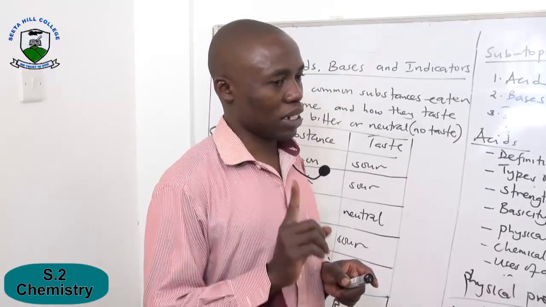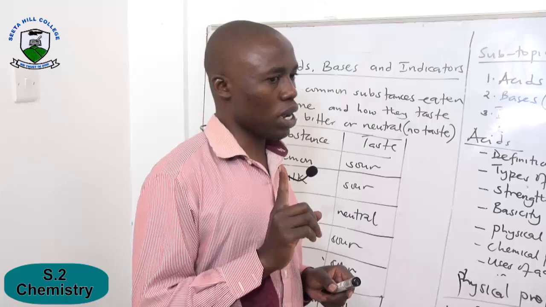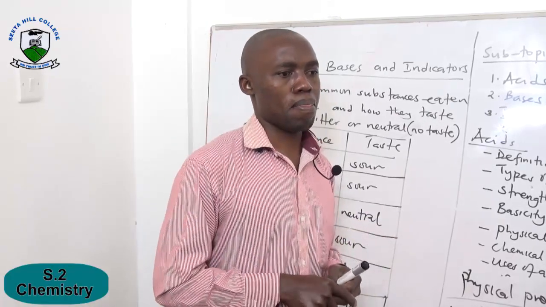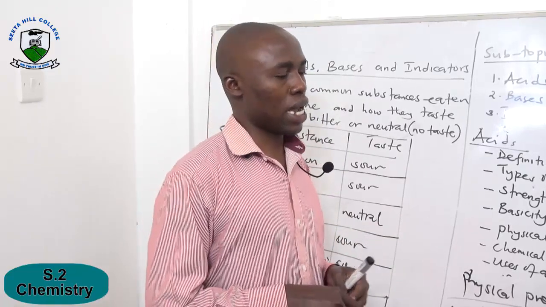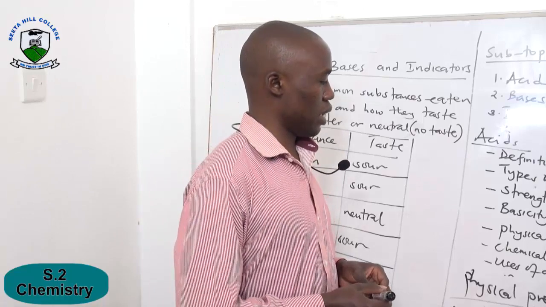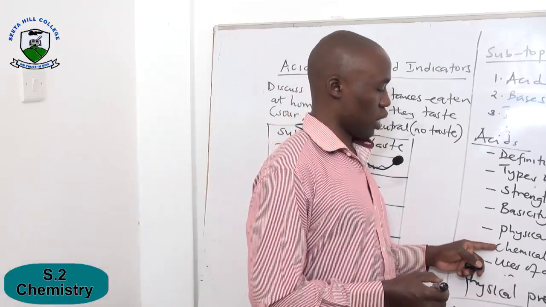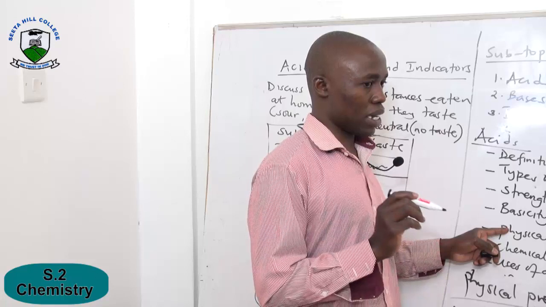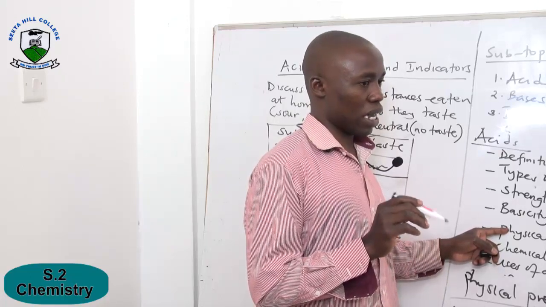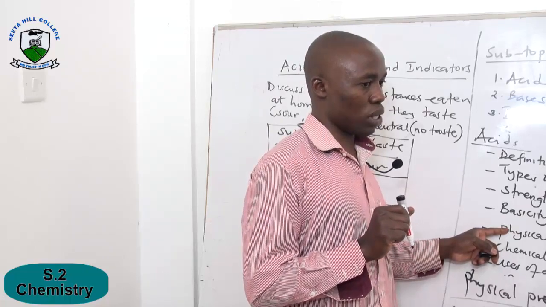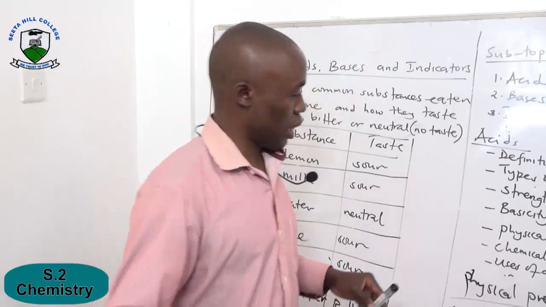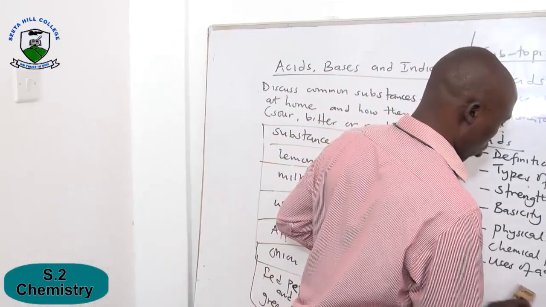Now, listen. We want now to look at acids and indicators, the effect of acid on the indicator. Because the physical property is that acids change the color of the indicator, now we want to see the color changes that acids can do to indicators. That means we can now bring in the chemical properties here.